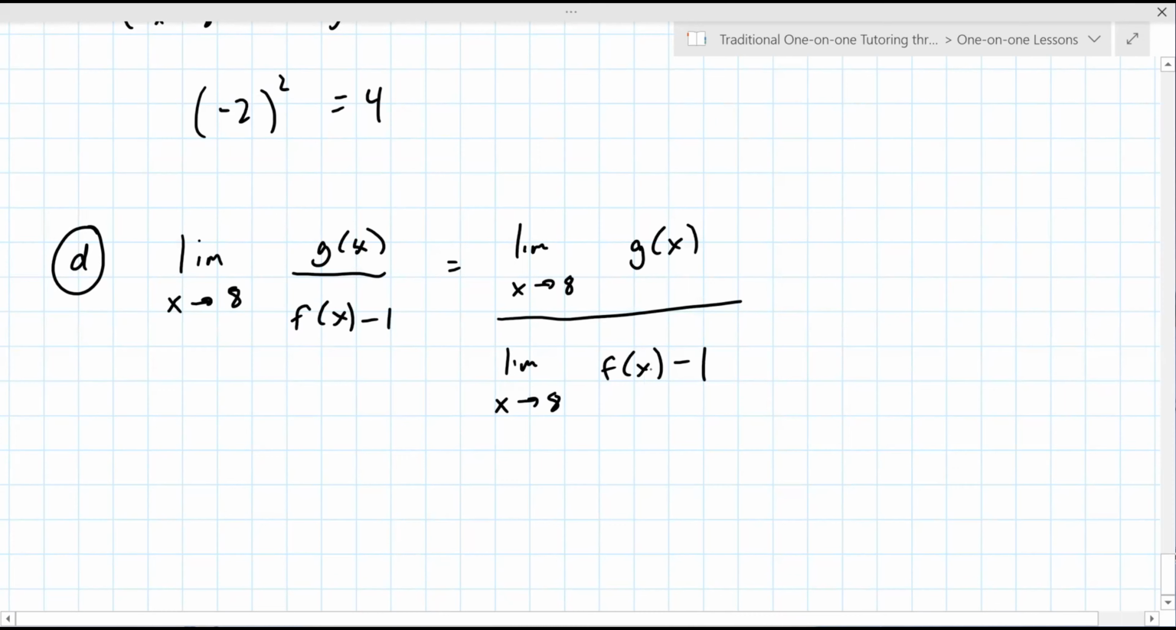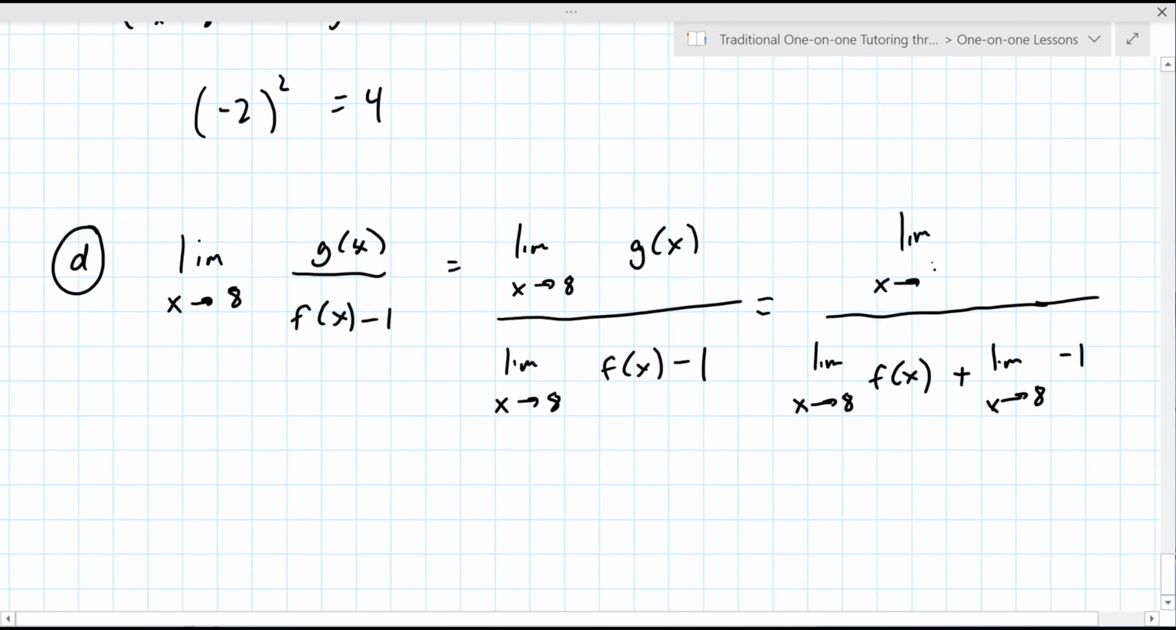The bottom number, though, we can break this apart. So on the bottom, this becomes the limit as x approaches 8 of f of x, minus the limit as x approaches 8, and let me make this plus, of negative 1. And then the limit as x approaches 8 of g of x.